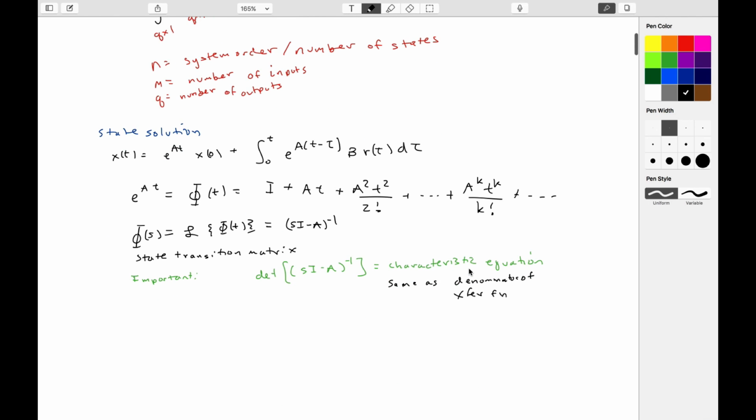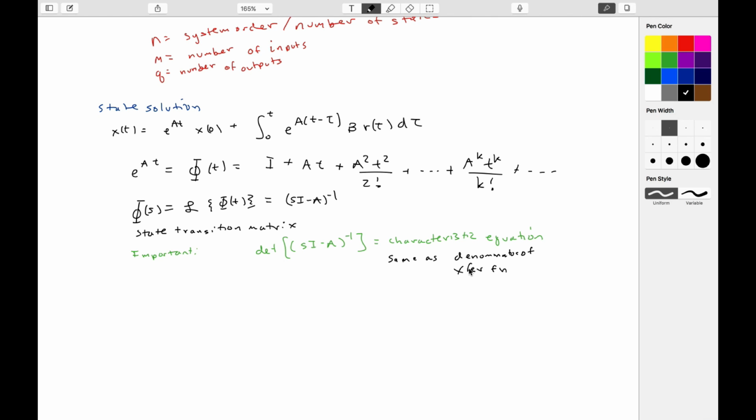Then the last little basic thing about this is the state solution. In the time domain, the solution to x of t is equal to the matrix exponential e to the At times x of 0, that's the initial condition, plus the integral from 0 to t of e to the A(t minus tau) times B r of tau d tau. Now the matrix exponential is a little tricky. It's not just simply taking exp of At. It is actually the sum, which goes I plus At plus A squared t squared over 2 factorial plus, and that kind of continues on forever.